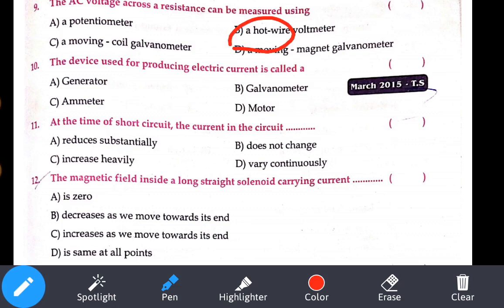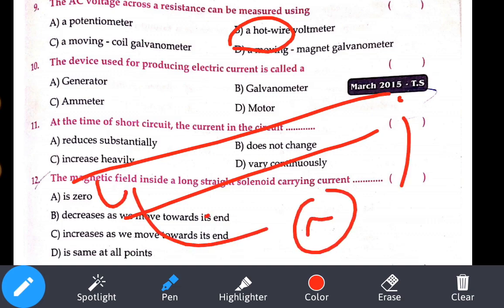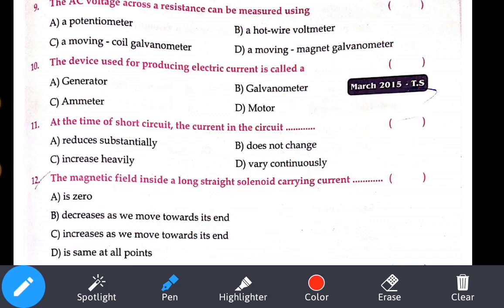Hot wire is nothing but if you take any conductor and connect it to a source, the current will be passing through the conductor. When the current is passing through that wire, then that wire is called a hot wire. If you connect a voltmeter across it, we will be measuring the voltage present across the terminals of this conductor. So AC voltage across the resistors can be measured by using a hot wire voltmeter.